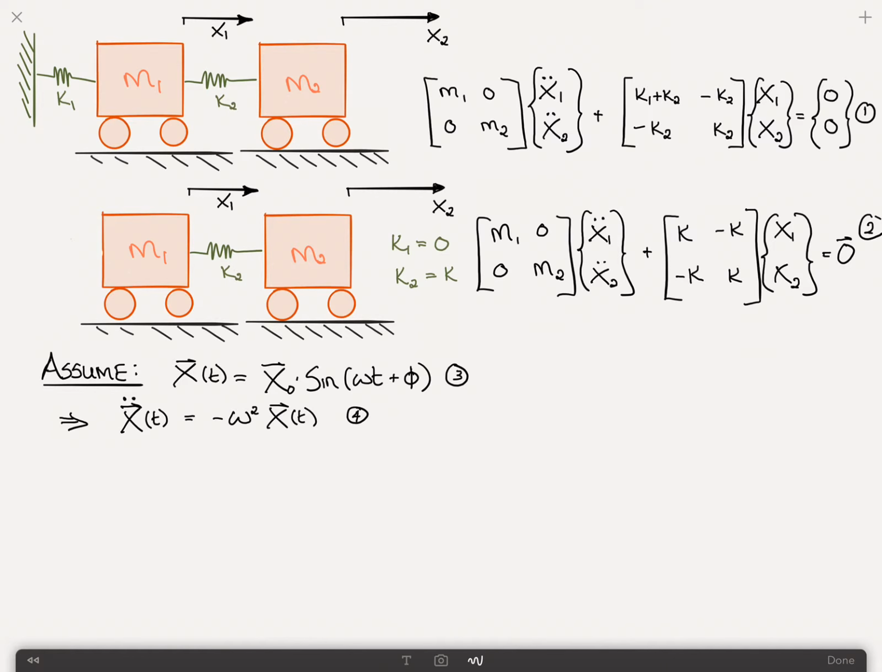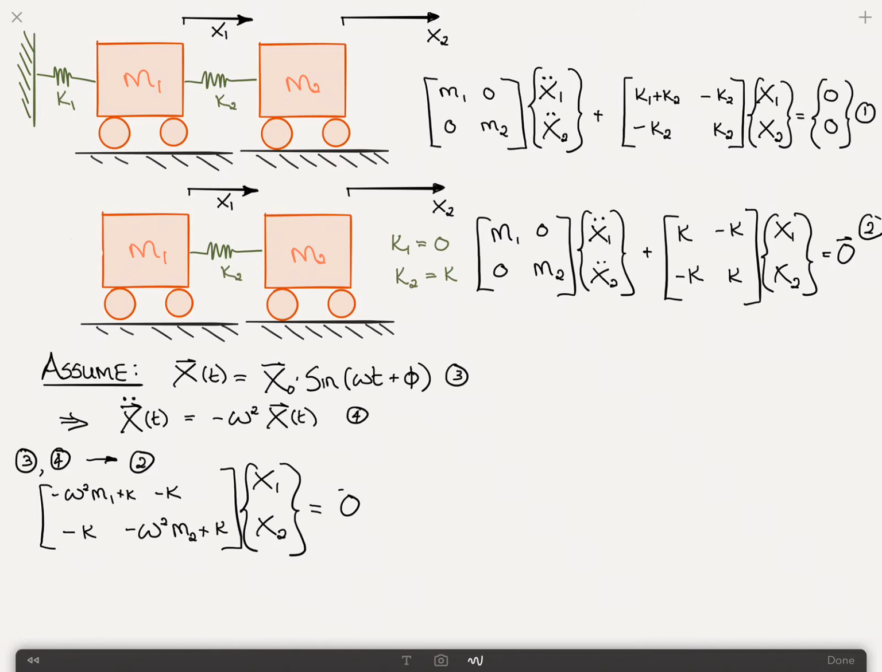All right, and if we substitute 3 and 4 into equation 2, we get the matrix [minus omega squared m1 plus k, minus k; minus k, minus omega squared m2 plus k], I left out the plus k at first, times x1, x2, equals the 0 vector. That would be equation 5.